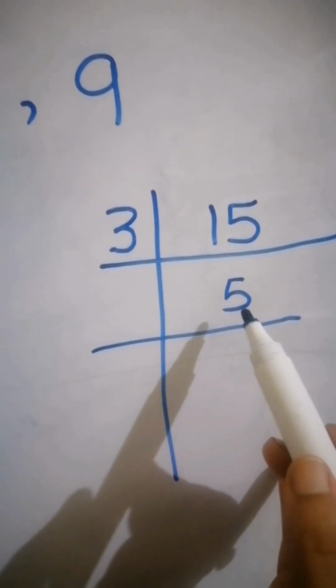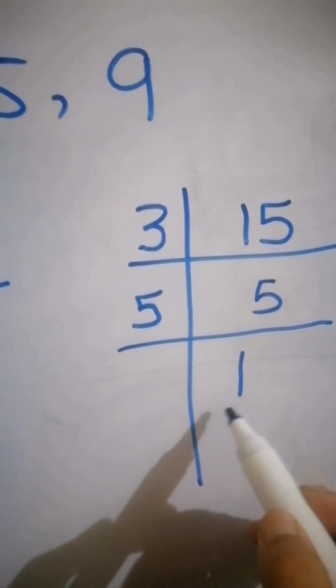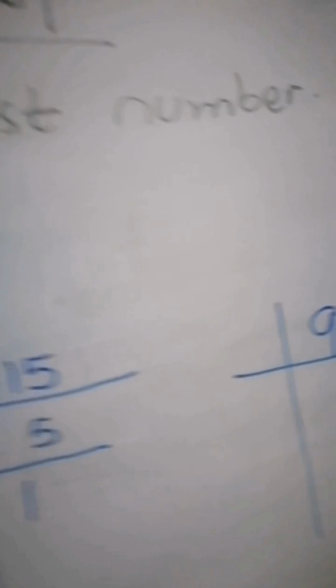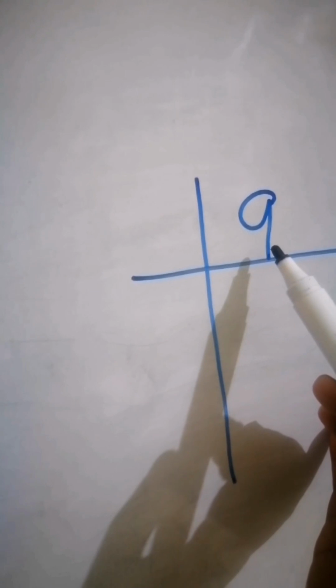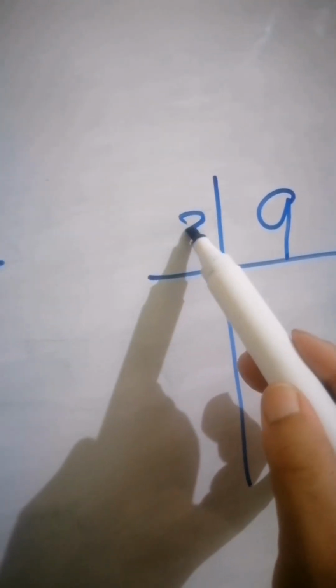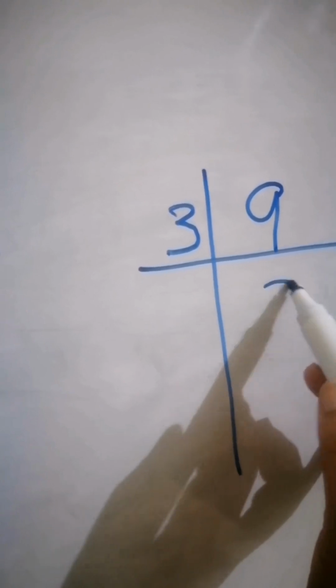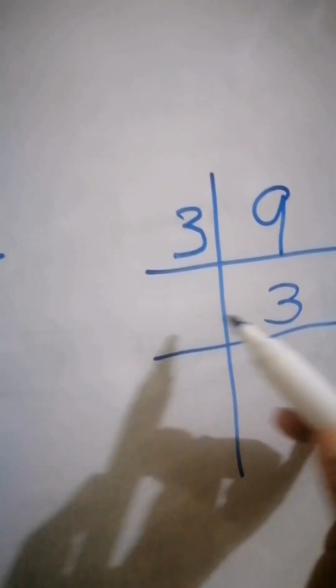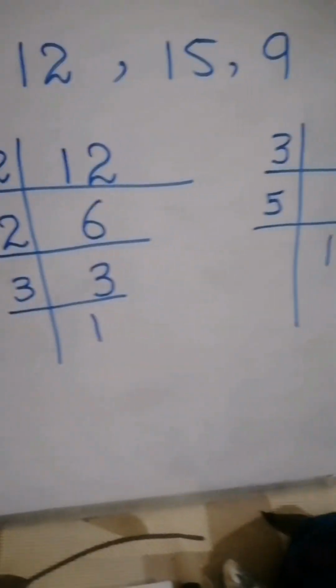Now 5 is a prime number and we know that it is divisible by its own table, that is 5 1s are 5. Now we'll move to the next number, that is 9, and again we'll see that 2 is not divisible by 9, 3 is divisible. On which number will we get 9? 3 1s are 3, 3 2s are 6, 3 3s are 9. Yes, again 3 is a prime number which is divisible by itself. Now beta, we have done all the factorization. We did 12, 15 and 9.